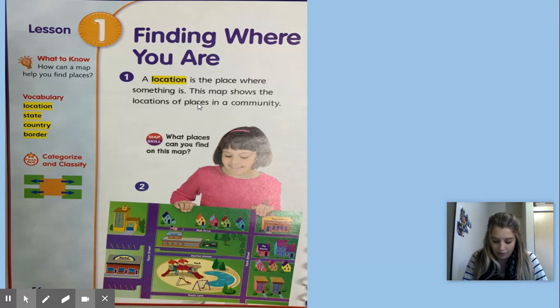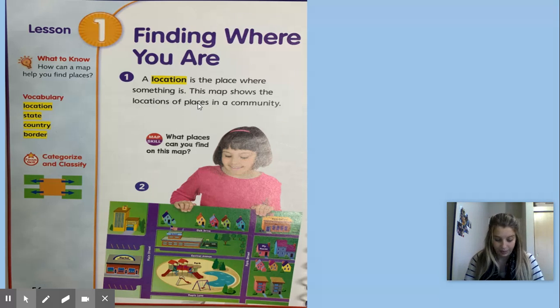So I want you to know that an absolute location such as an address tells where something is exactly. And then a relative location explains where something is by telling what it is near, okay? So that is the difference between a relative location and absolute location.